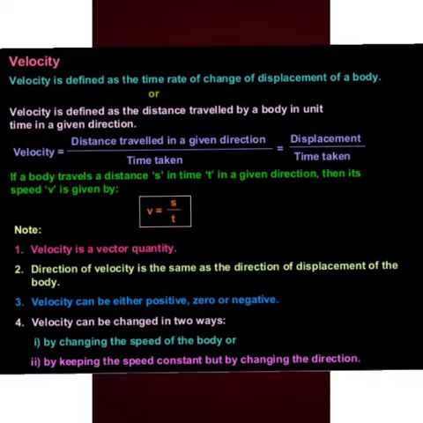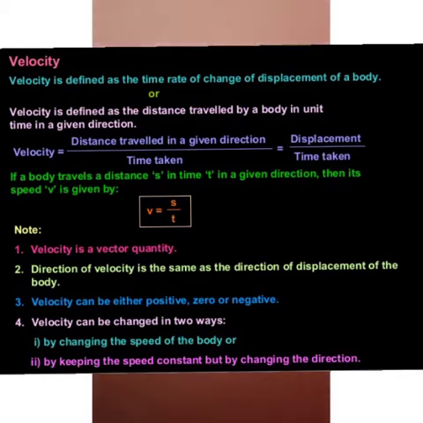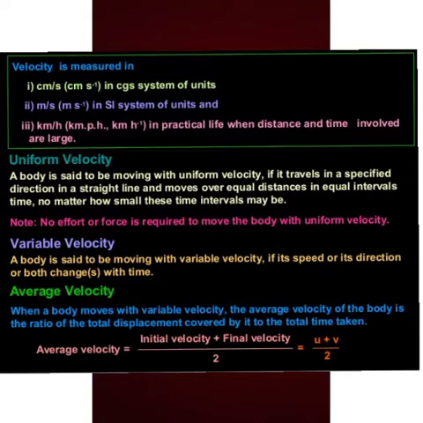Now what is velocity? It is defined as the distance traveled by a body in unit time in a given direction, and its formula can be distance traveled in a given direction upon time taken, or displacement upon time taken. Some notes: it is a vector quantity, and it can be either positive, zero or negative, and the direction of velocity is the same as the direction of displacement of a body.